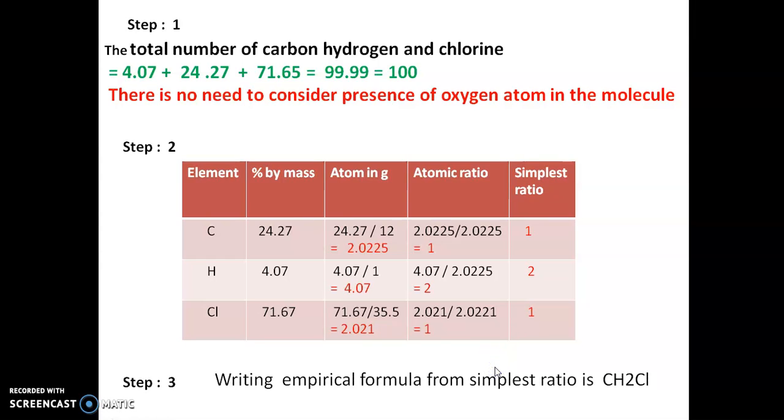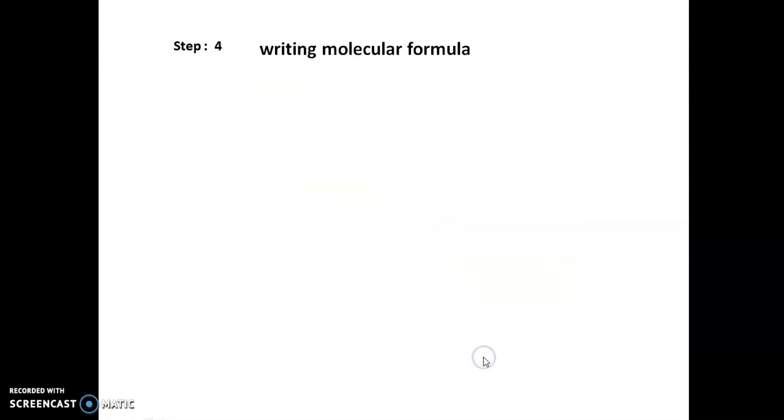Step 3, we have to write the empirical formula. For the simplest ratio, C is 1, so C; H is 2, so CH2; and chlorine again is 1, so CH2Cl. CH2Cl is the empirical formula. Now we want to calculate the molecular formula. Moving on to step 4, writing the molecular formula.